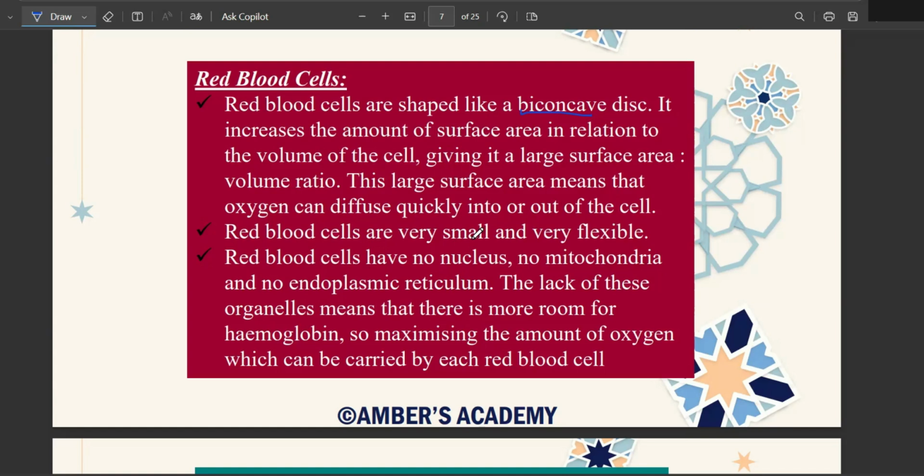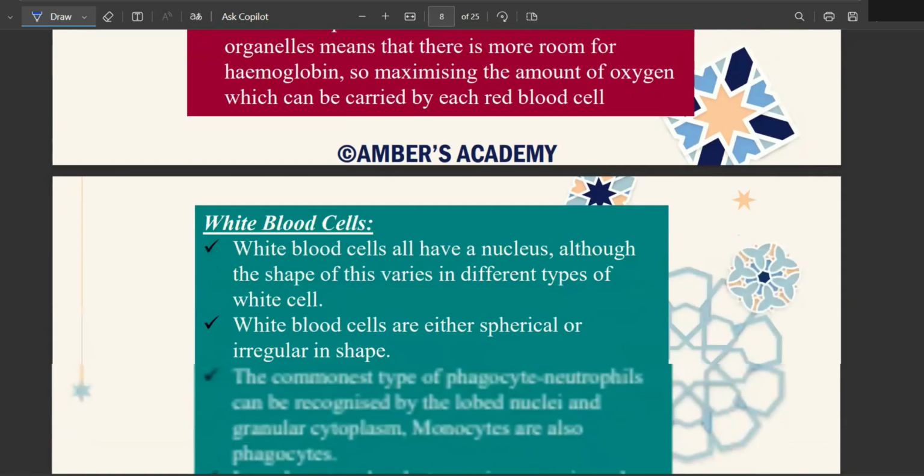And then these are very small, they're flexible, they do not have a nucleus, mitochondria, or ER, and they lack organelles. Why is that so? So that they could provide more room for hemoglobin and maximize the amount of oxygen which could be carried by red blood cells. So this is just a basic detail that you need to cover.